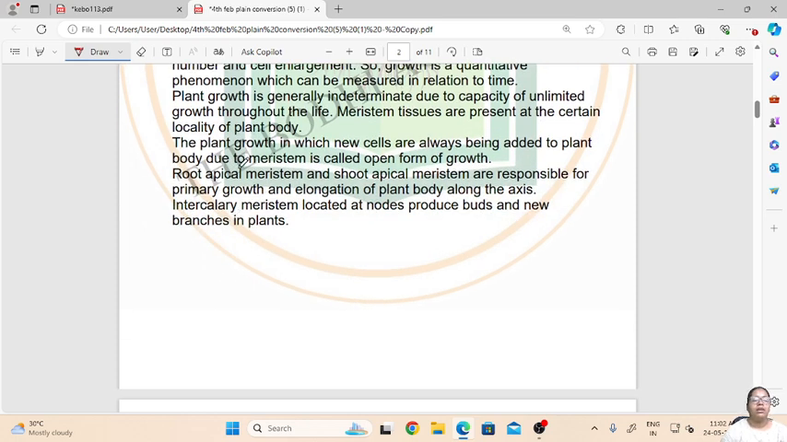So the root apical meristem and the shoot apical meristem are responsible for the primary growth and elongation of the plant body along the axis.